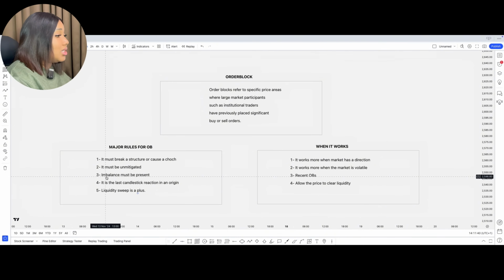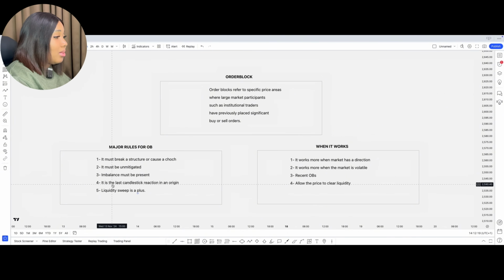The next one is imbalance must be present. Now, following the entry strategies we use, with SMC strategy, imbalance is actually one of the entry strategies. But for me, I don't take my entries from imbalance, that is FVG. I take my entries from order block, and imbalance will be present to give more validity to my order block. So imbalance is more like one of the confluences I need to see present for me to consider my order block valid. So imbalance must be present.